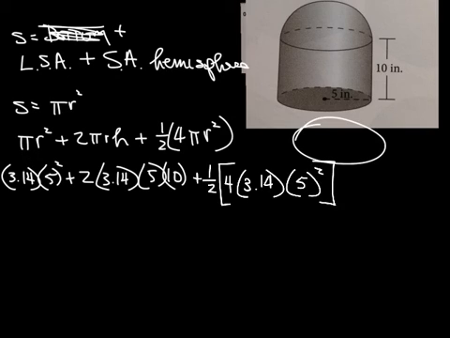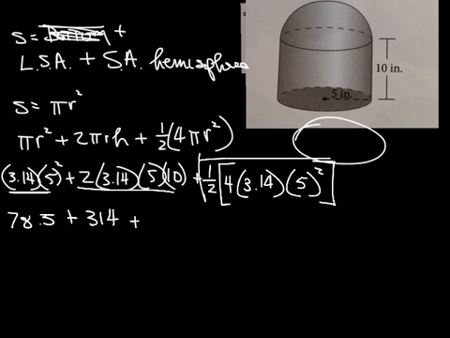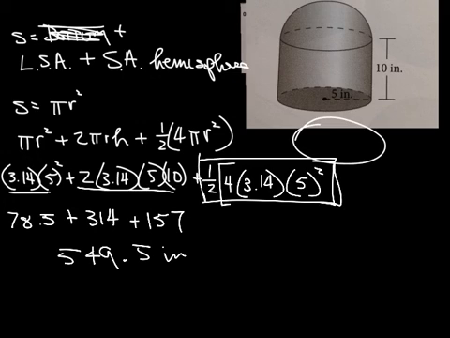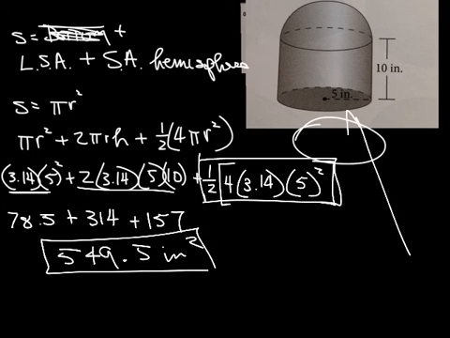Now I just have to put all these numbers together, multiply those, and I get 78.5. Multiply all of those, and I get 314. Do all of this work, which is a blob, and I've got 157. So when I'm all done and I add all those together, I get 549.5 square inches of material to make this odd looking thing there.